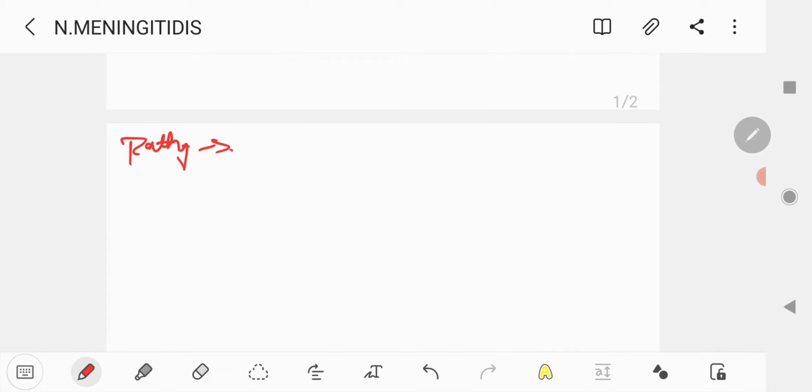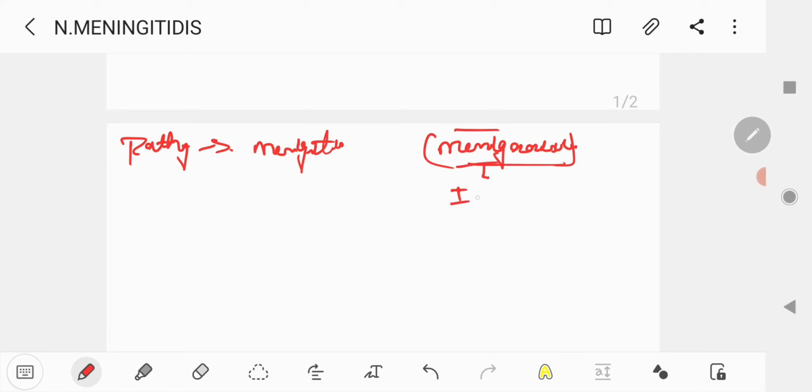Okay, so next we talk about the pathogenesis. In the pathogenesis, you can see that it causes various types of diseases. First is meningitis, and second is meningococcemia. What is meningococcemia? It is basically when the organism invades the blood with the help of the lymphatic system. It invades the blood and causes infection there.